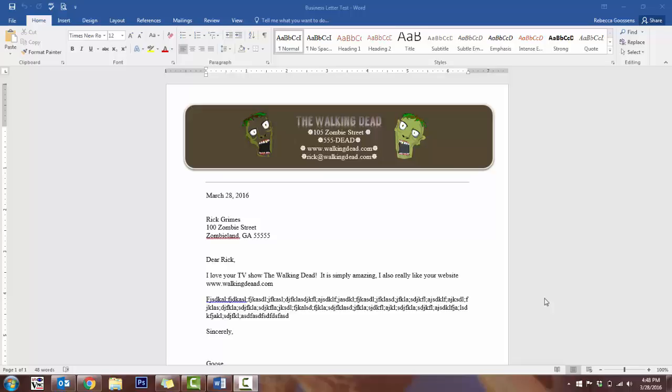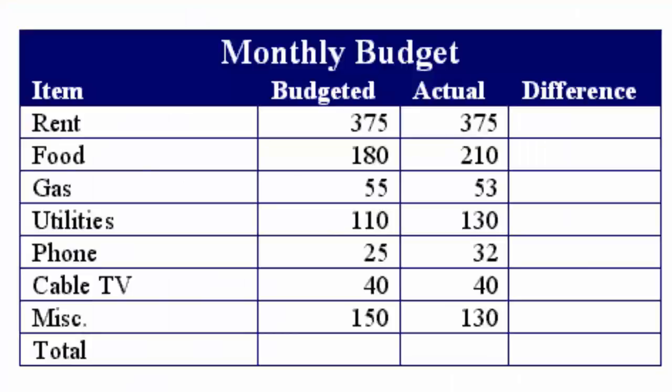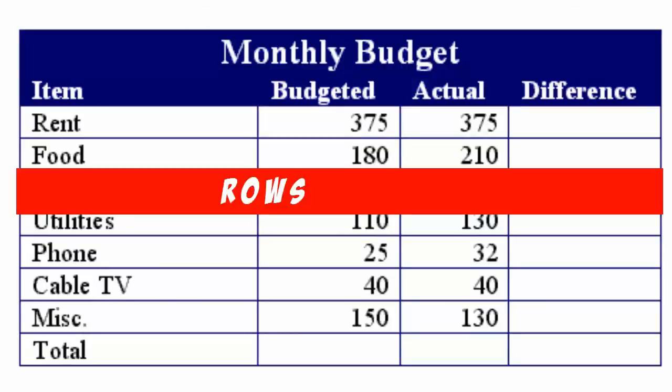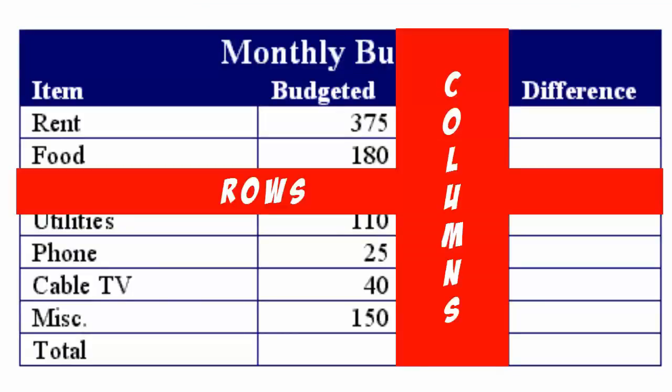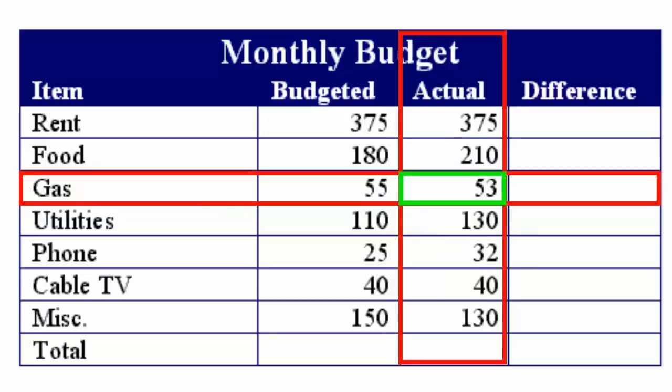A table is made up of rows and columns, and in Word we call the intersection of a row and column in a table a cell. So when we move on to Excel, there's where that terminology comes from. So the intersection of a row and a column is a cell.